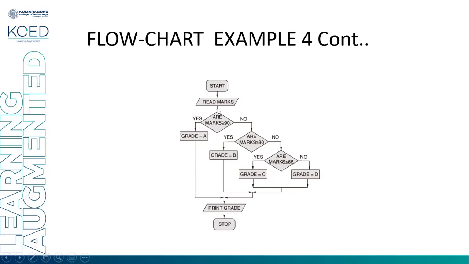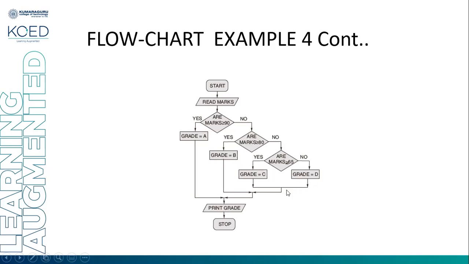Then there's the situation where the marks are not greater than 90. Then we have to check: are marks greater than 80? That means the marks are less than 90 and greater than 80. In this case, grade B should be allocated. If no, the marks are not greater than or equal to 80, which means they are less than 80. In this case, you have to check: are marks greater than 65? That means the marks are less than 80 and greater than 65. In this case, you allocate grade equal to C. If no, grade equal to D.